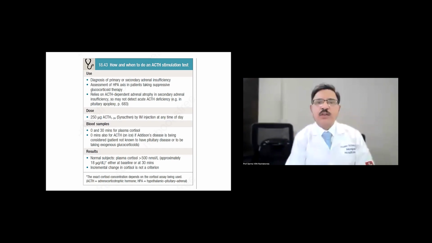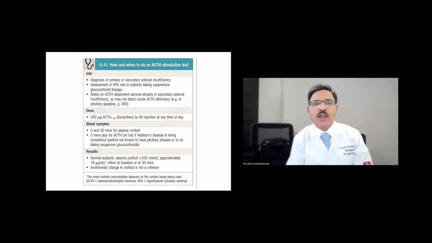How does the test go? There is one injection called Synacthen. You see ACTH in that, Syn ACTH 10. Synacthen is the injection. 25 micrograms of ACTH is given by intramuscular injection any time of day. You need not give only at 8 AM cortisol. Patient walks in, we have a doubt, give 25 micrograms of ACTH injection.